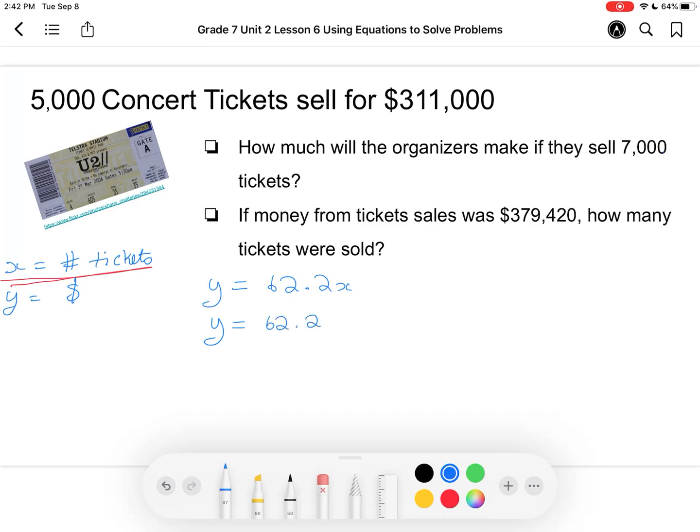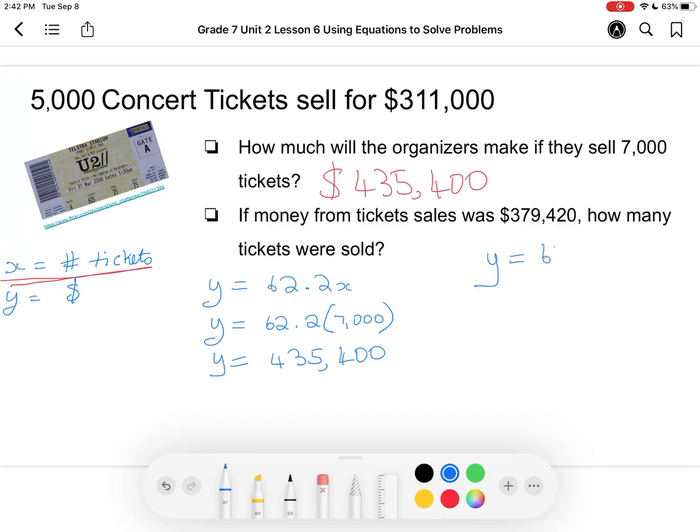I'm going to go Y is 62.20 per ticket for 7,000 tickets. So Y equals, when I multiply those out, 435,400. So how much money will they make if they sell 7,000 tickets? They will make $435,400. And then we're being asked another question.